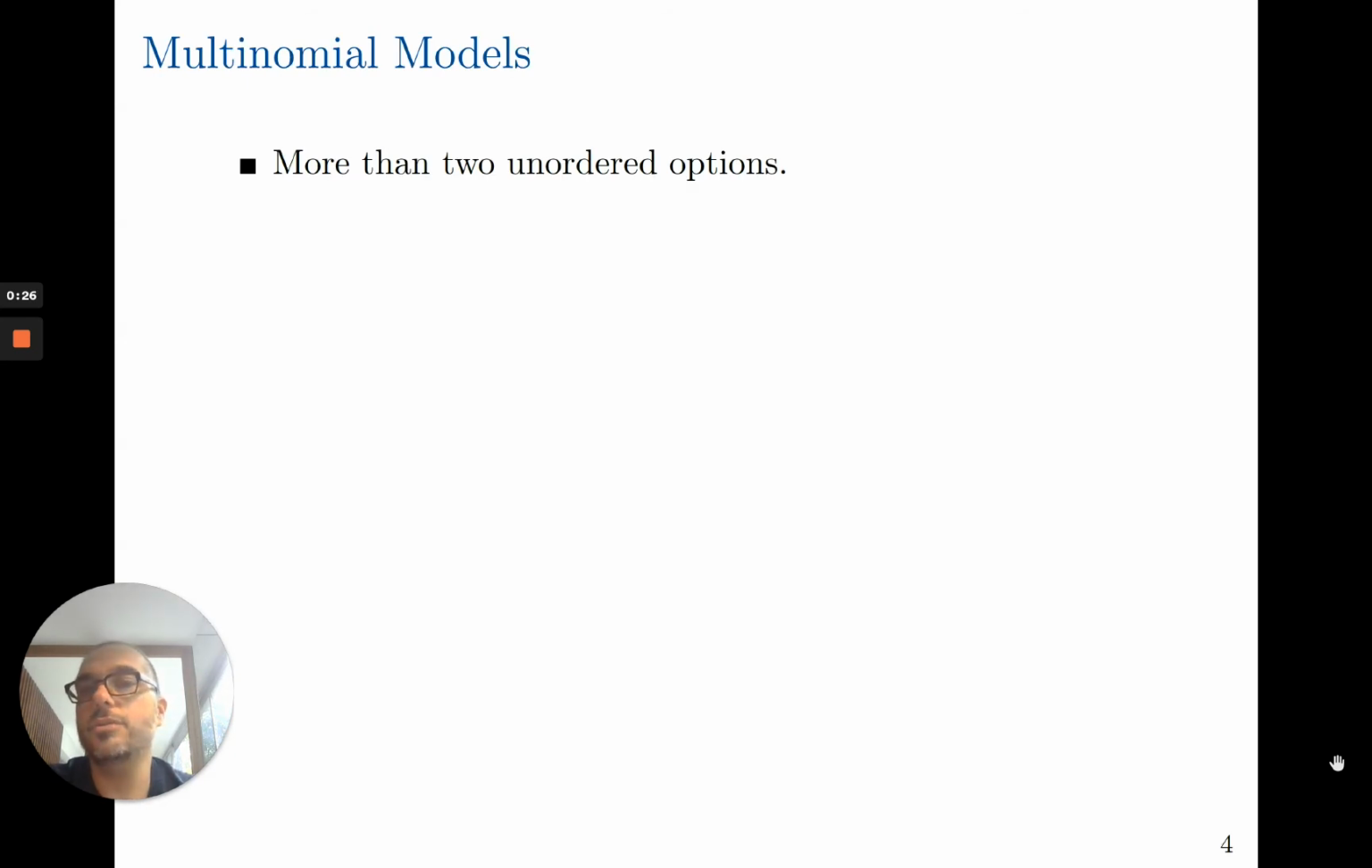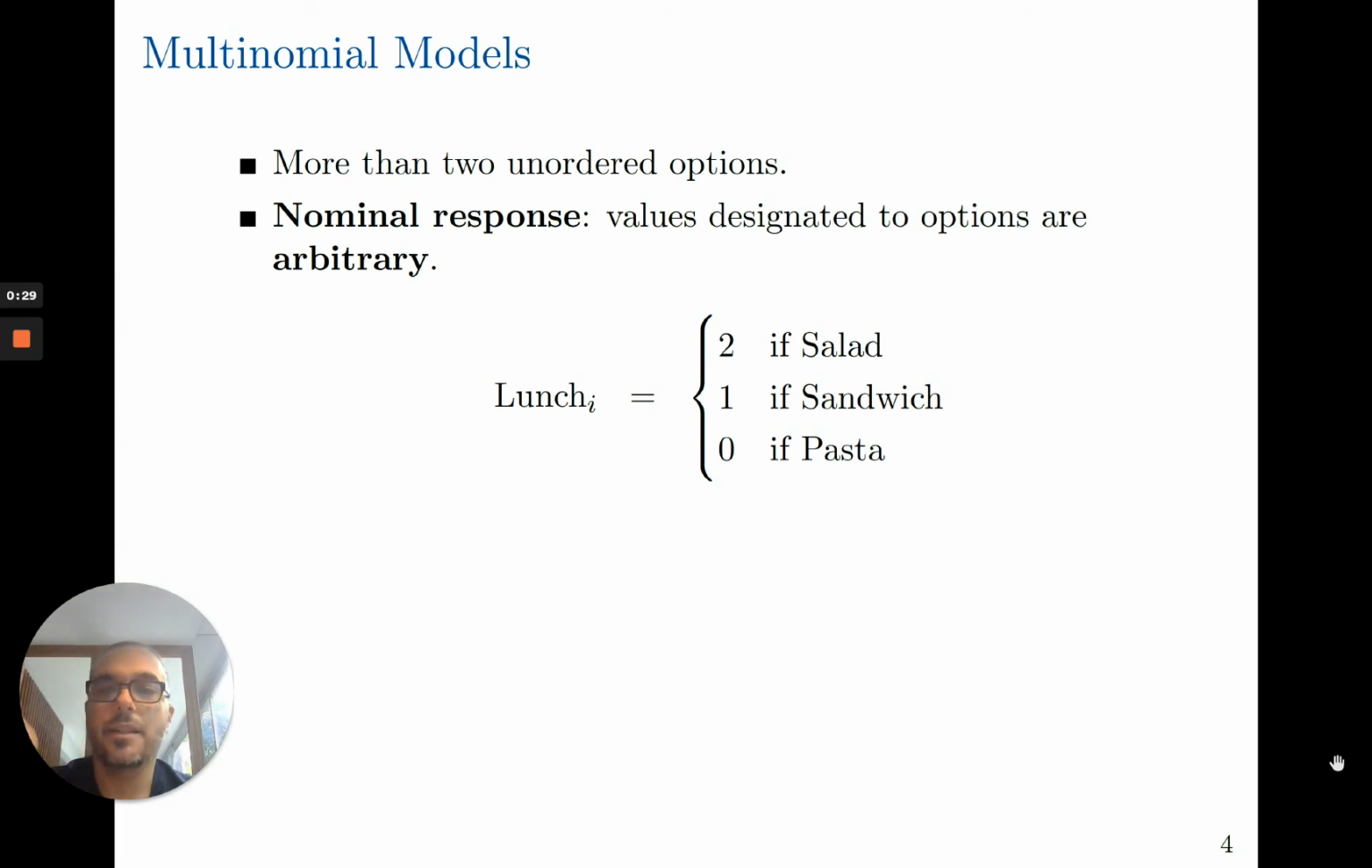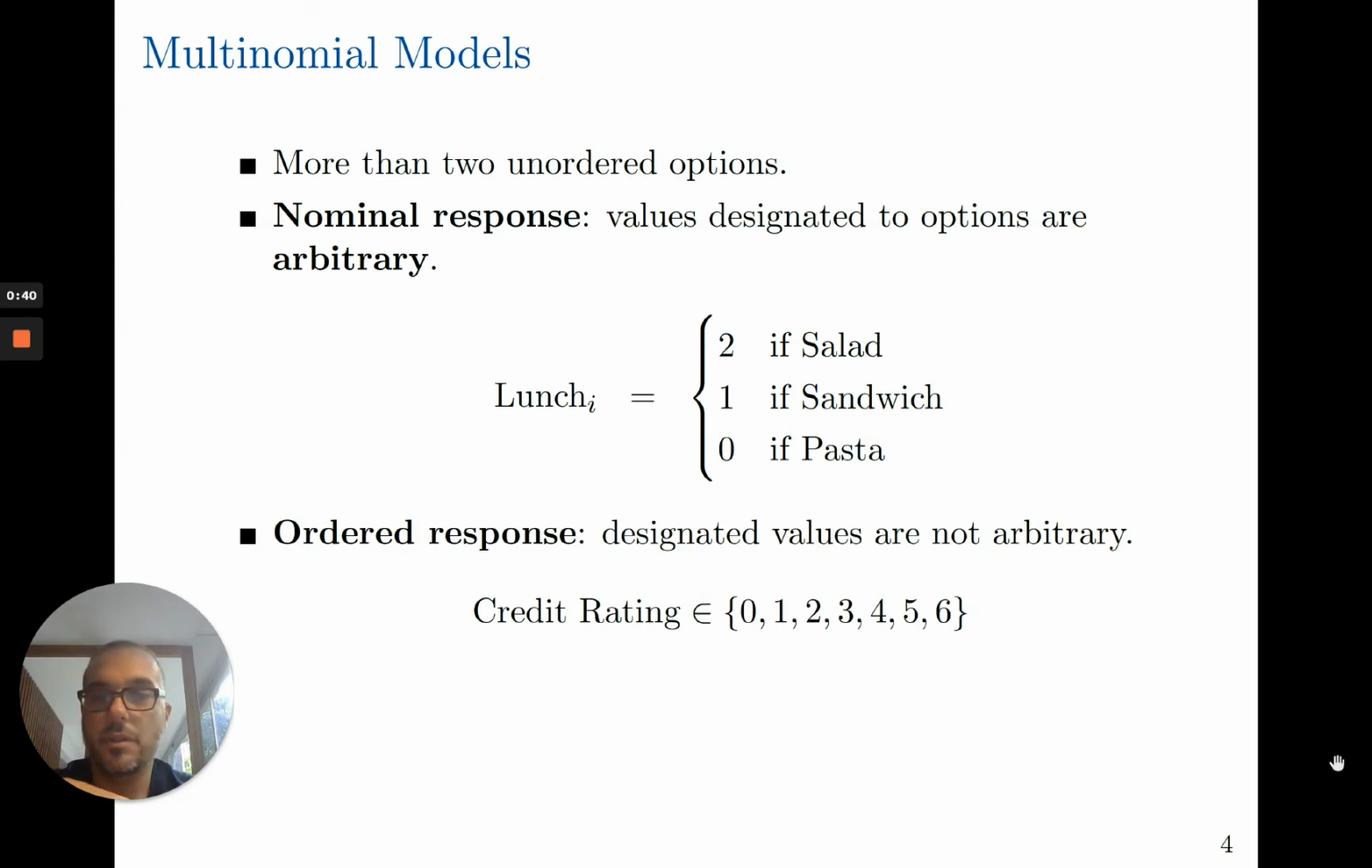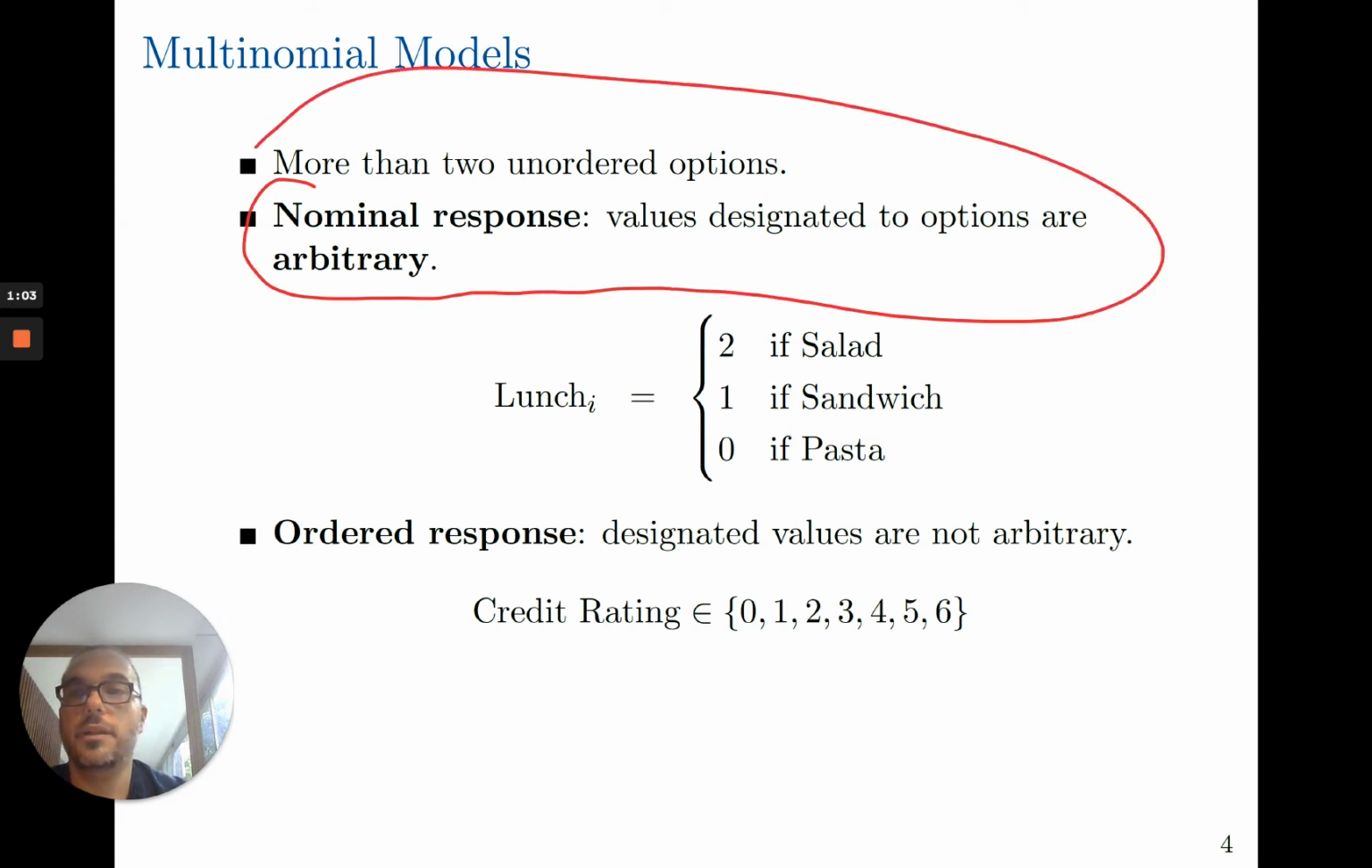So we have more than two unordered options. For instance, we have to decide what we're going to have for lunch. We can have pasta, choice 0, sandwich, choice 1, or salad, choice 2. Or we also have ordered responses, where the designated values are not arbitrary. For instance, credit rating can be 0, 1, 2, 3, 4, 5, 6, with 6 being better than 0. Basically here we are going to focus on nominal responses, which are unordered.